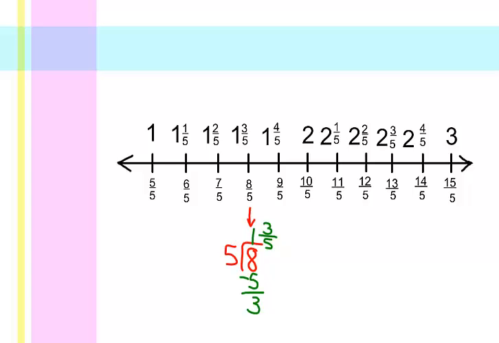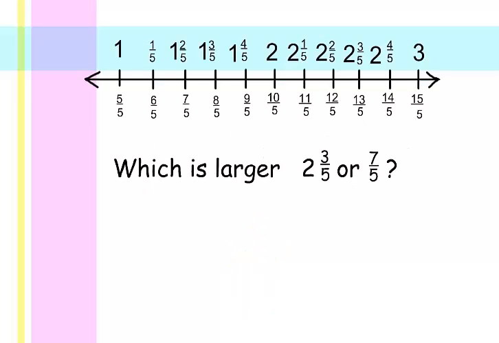So we can use this number line to also compare fractions. Here's the same number line. Which is larger, 2 3/5 or 7/5? You could change 7/5 from an improper fraction to a mixed number, but we have the number line to look at. So here is 2 3/5, and here is 7/5. Since 2 3/5 is farther to the right, we know that 2 3/5 is a larger fraction.